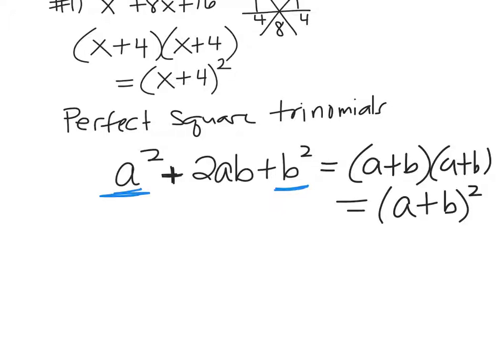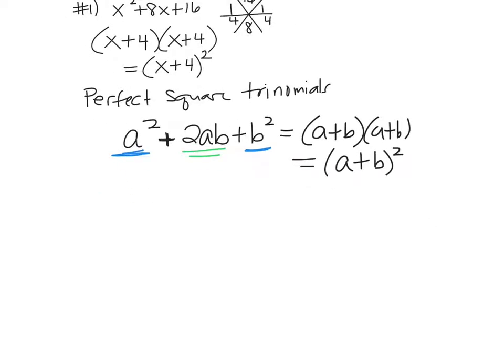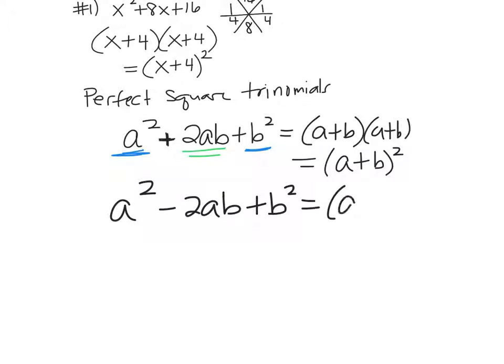Okay? You want your perfect squares to be on the outside, and then you have to check the middle term. Okay, we're going to check the middle term. So let me give you one that is, let me do this first. You could also have a minus in the middle, but still a plus on the outside. And those are going to factor as a minus b, a minus b. Okay? Perfect square trinomials are going to be exactly the same thing twice. And so it's a minus b squared.